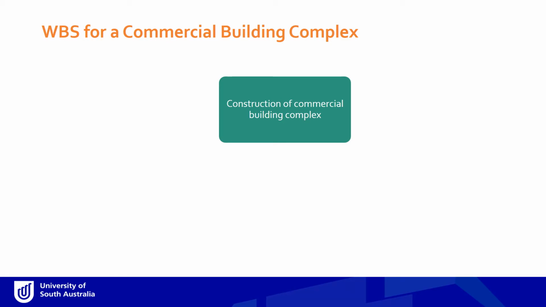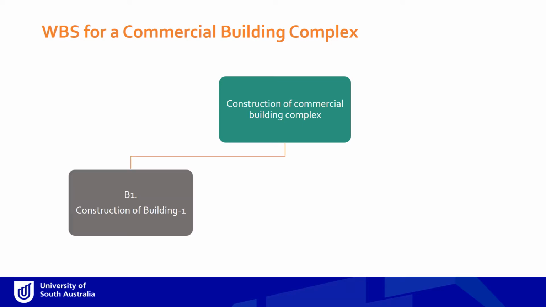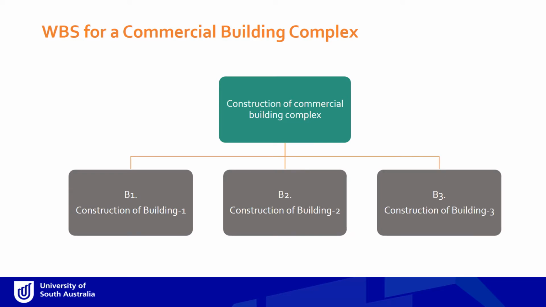To begin, we need to break down a large project into sub-projects. In this example, we are looking at a commercial building complex consisting of 3 commercial buildings. Note that each sub-project, which is a building, has a unique identifier for reporting and tracking purposes. B1 for Building 1, B2 for Building 2, and B3 for Building 3. Let's explore the work entailed in one of these buildings.